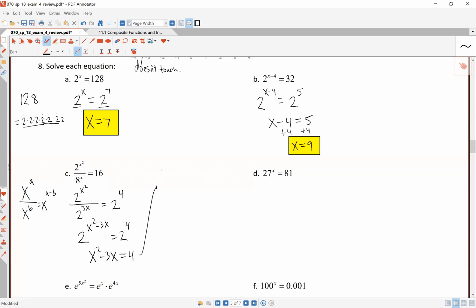We solve that one by subtracting 4 from both sides. And so we factor that as x minus 4 and x plus 1. We solve that quadratic equation by setting our factors equal to 0. Then we get x equals 4, or x equals negative 1.